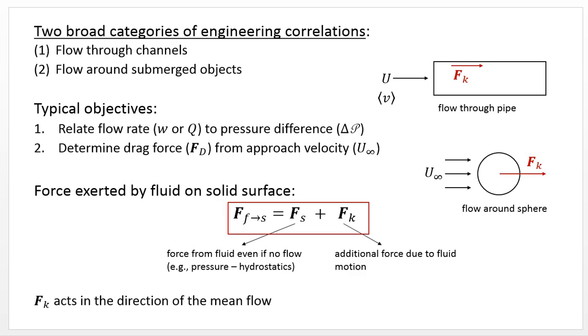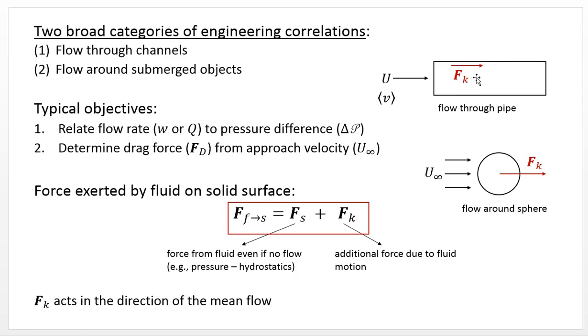The typical objectives of engineering analysis are either one, to relate the flow rate to the pressure difference. This can be either the mass flow rate, W, or the volumetric flow rate, Q, or two, to determine the drag force, Fd, from the approach velocity, U infinity, for flow around an object. So two examples are shown on the right.